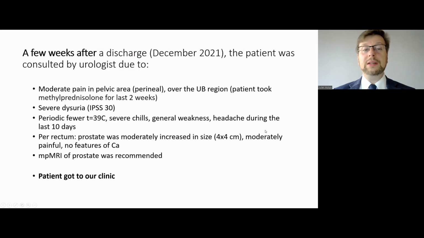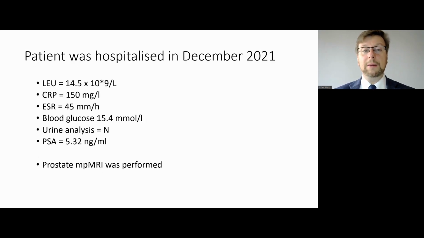However, a few weeks after the discharge in December, the patient was again consulted by a urologist due to moderate pain in the pelvic area, mostly perineal, over the urinary bladder, and the patient had taken methylprednisolone for the last 2 weeks, which is important to know. Also, the patient had severe dysuria, IPSS was 30, periodic high fever, severe chills, general weakness, and headaches during the last 10 days. On rectal exam, the prostate was moderately increased in size, moderately painful, with no features of cancer, and a multiparametric MRI of the prostate was recommended, and at this point the patient came to our clinic.